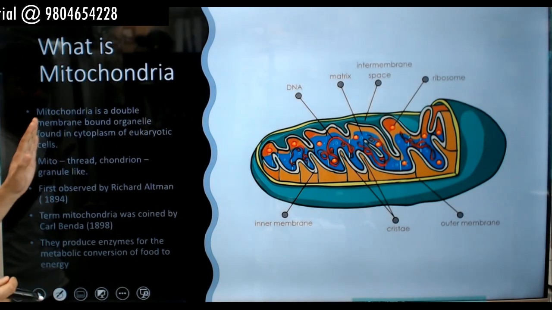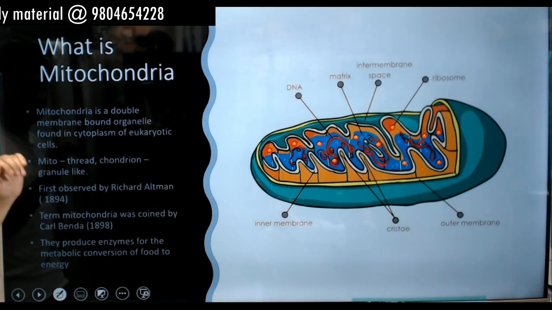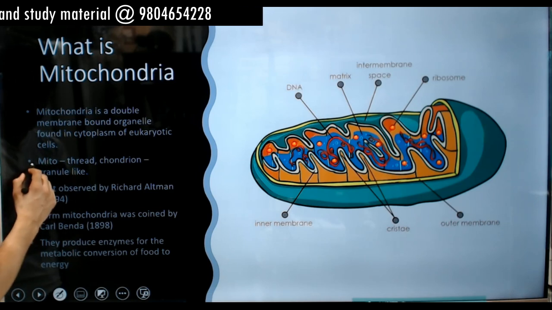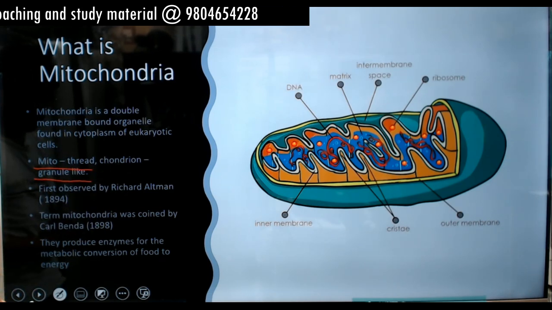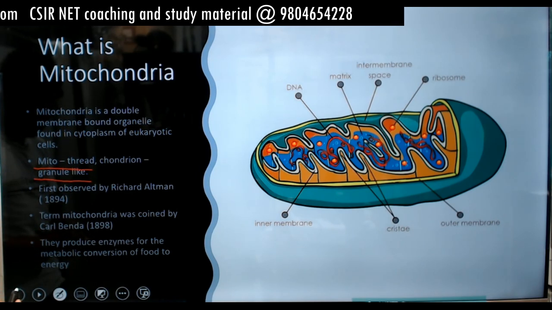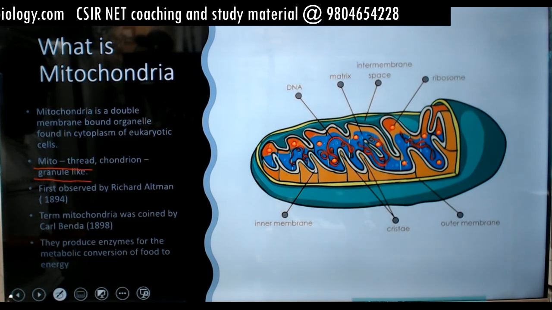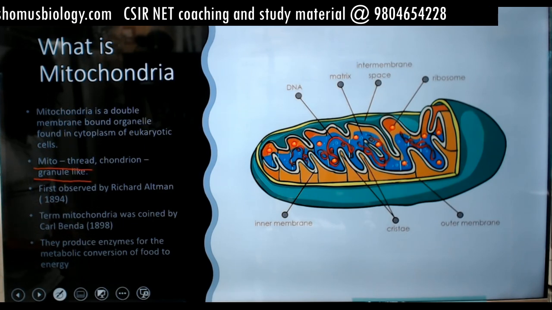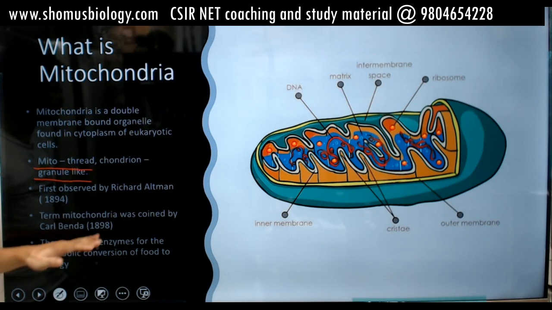So what is mitochondria? It's a double membrane bound organelle found in the cytoplasm of eukaryotic cells. Mito means thread, chondria means granule-like structure, first observed by Richard Altmann. The term mitochondria was given by Carl Benda. They produce enzymes for the metabolic conversion of food into energy.